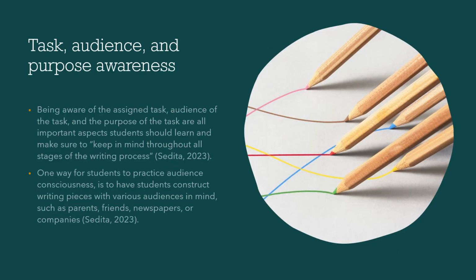Being aware of the assigned task, audience of the task, and the purpose of the task are all important aspects students should learn and make sure to keep in mind throughout all stages of the writing process. One way for students to practice audience consciousness is to have students construct writing pieces with various audiences in mind, such as parents, friends, newspapers, or companies.